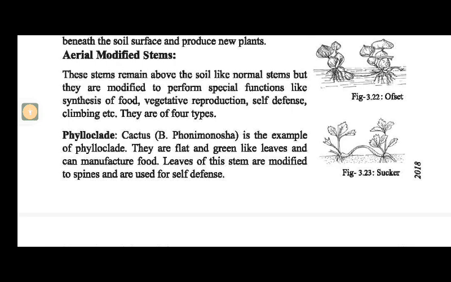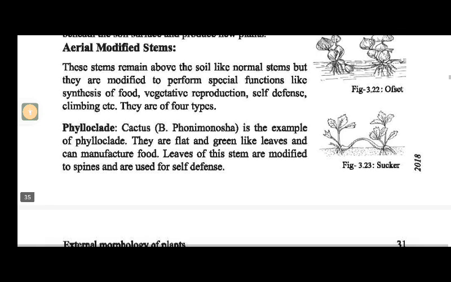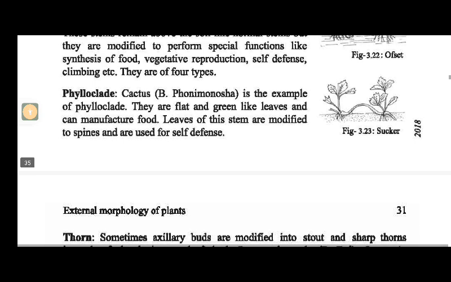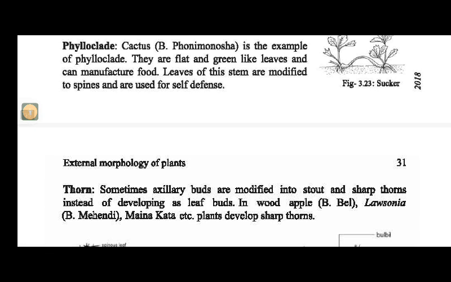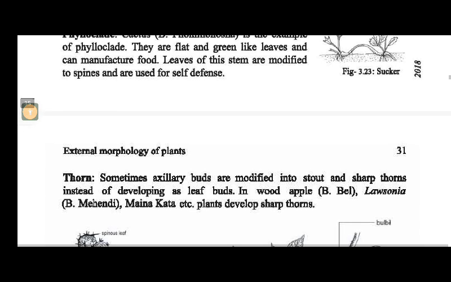Aerial modified stems. These stems remain above the soil like normal stems, but they are modified to perform special functions like synthesis of food, vegetation, reproduction, self-defense, climbing, etc. They are of four types. Phylloclade. Cactus is an example of phylloclade. They are flat and green like leaves and can manufacture food. Leaves of this stem are modified to spines and are used for self-defense.